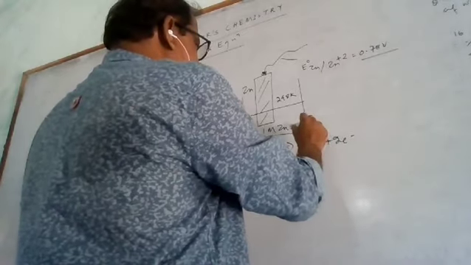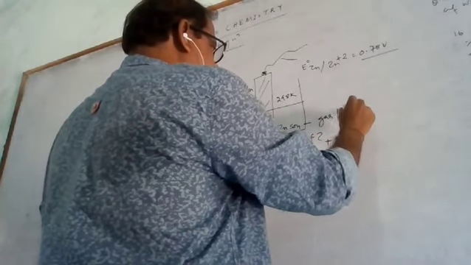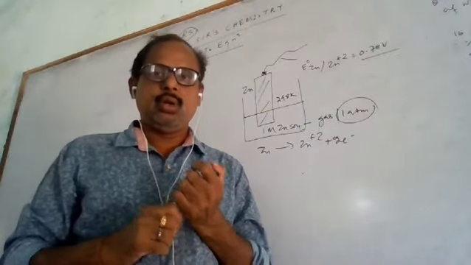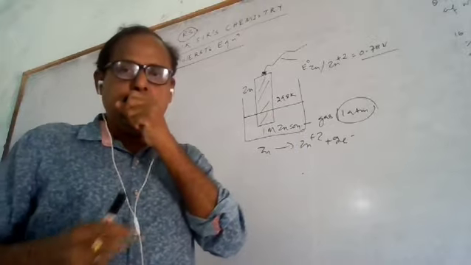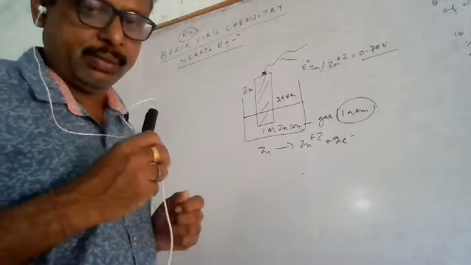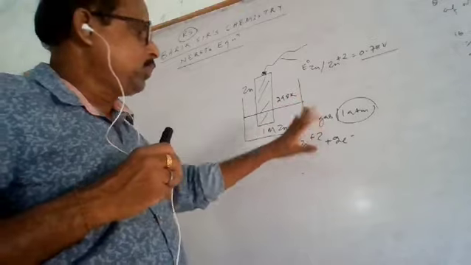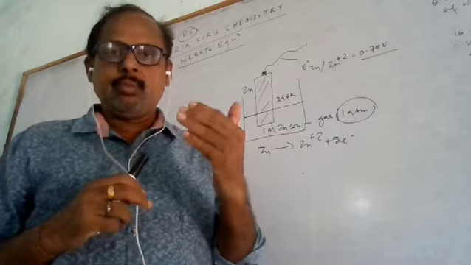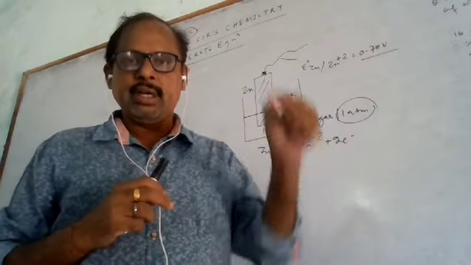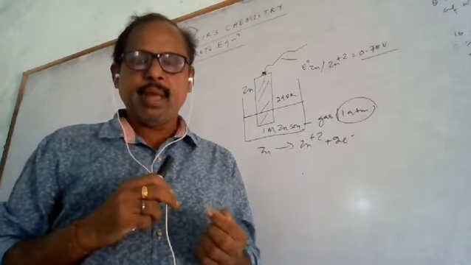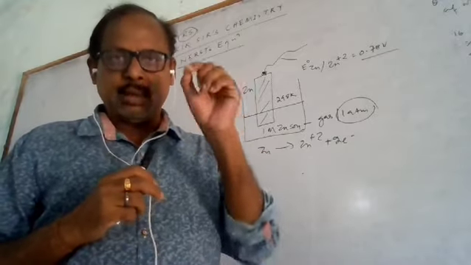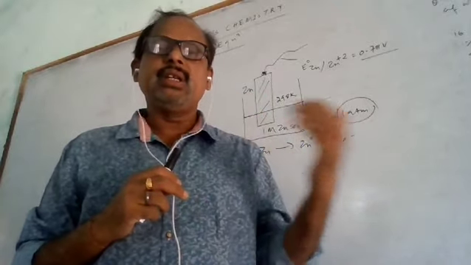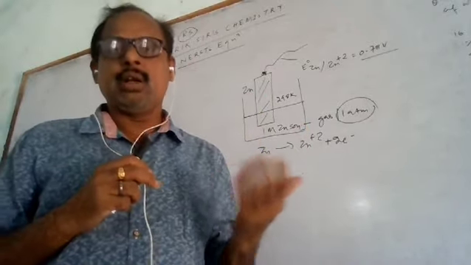But if it is a gaseous electrode, the pressure is maintained at 1 atmospheric pressure. Now I will tell you again: the standard electrode potential is the potential of the electrode when it is dipped inside 1 M concentrated solution, and for a gaseous electrode it is under 1 atmospheric pressure, and the temperature is maintained at 298 Kelvin. Then the electrode potential is called the standard electrode potential.